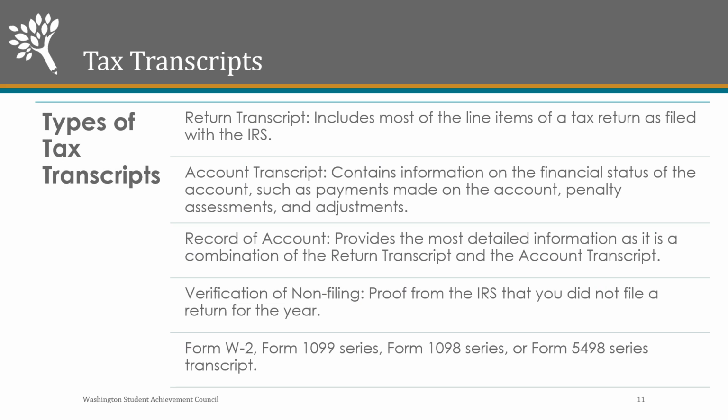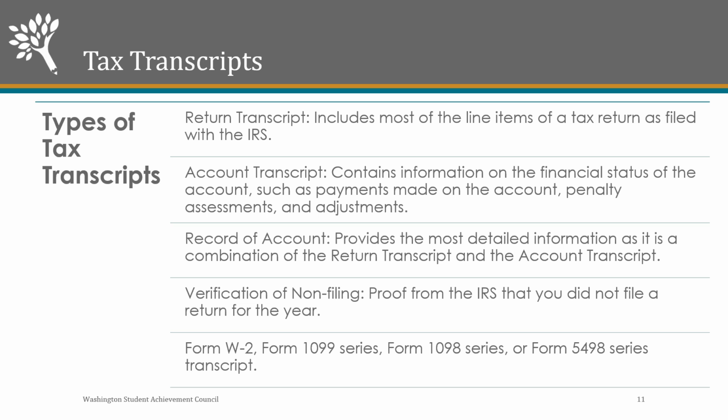When you're ordering your tax transcript, there are several different types of transcripts you can order. There's a return transcript, which includes most of the line items that were filed in your tax return to the IRS. You can get an account transcript, which contains information on the financial status of the account, so if you've made payments, and that's not one that you're typically going to need. The record of account is the one I most encourage because it provides the most detail of the tax transcripts. It's a combination of your return transcript and an account transcript. So that's the most comprehensive, and we encourage you to request a record of account if you need records.